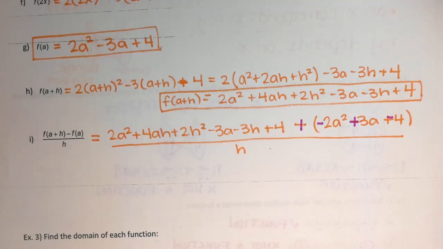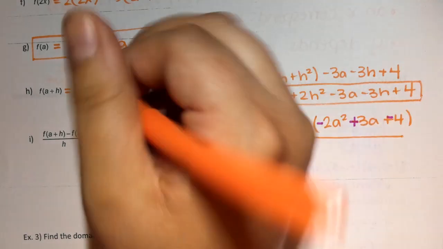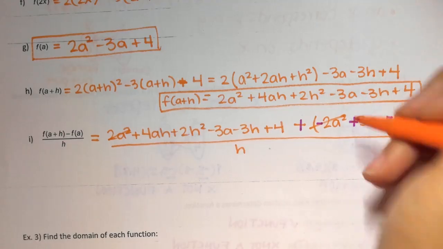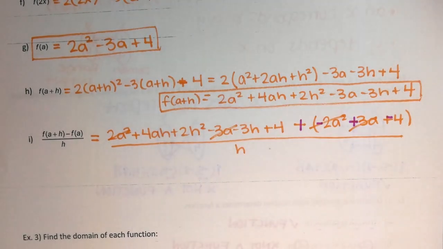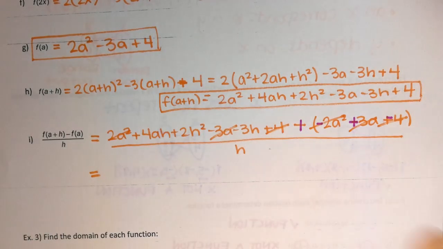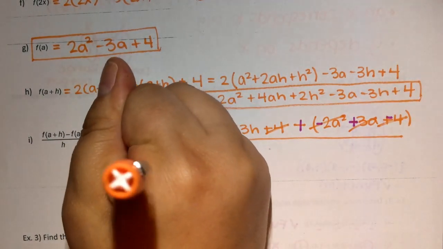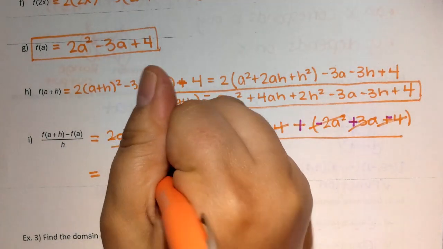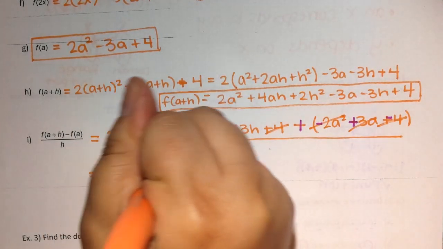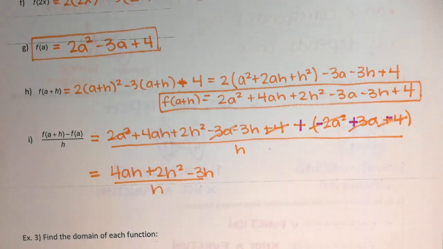So now what? Combine like terms. What do we got? The 2a squares cancel. What else? The 3a's cancel. The 4's cancel. So what am I left with? 4ah plus 2h squared minus 3h all over h.